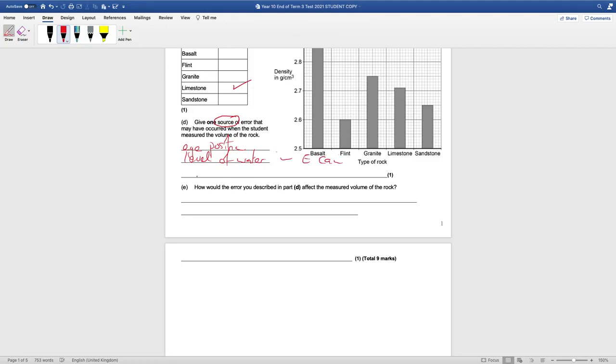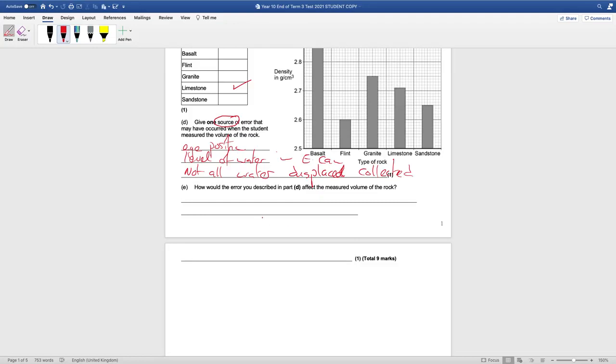If you didn't collect all the water, or of course if the measuring cylinder was already wet, that would be a problem. So we're looking for sources, not types, right?